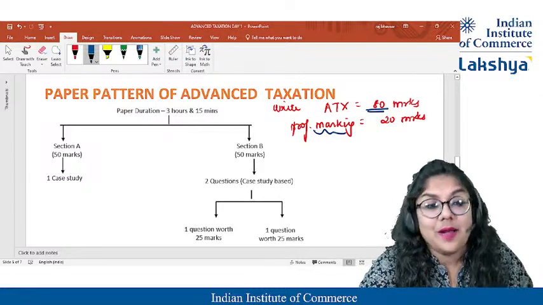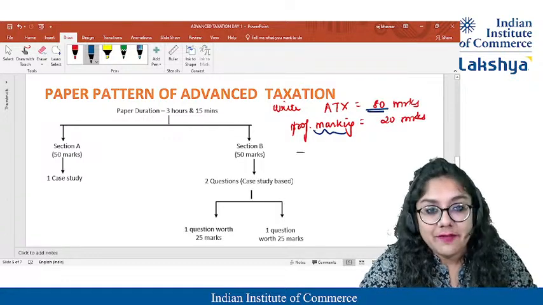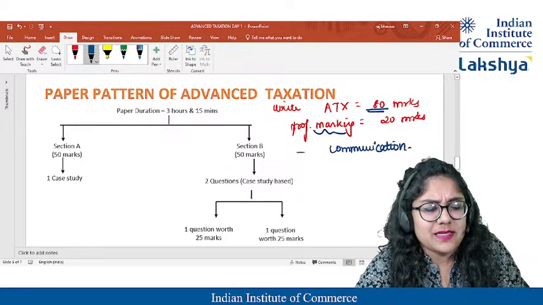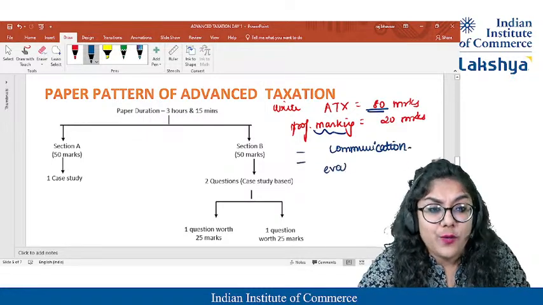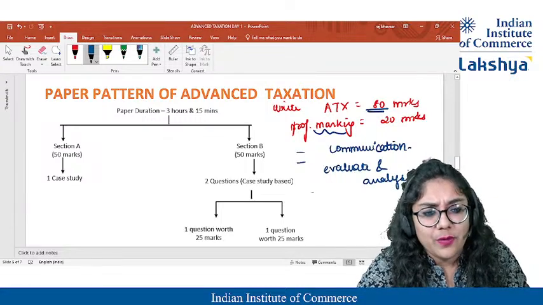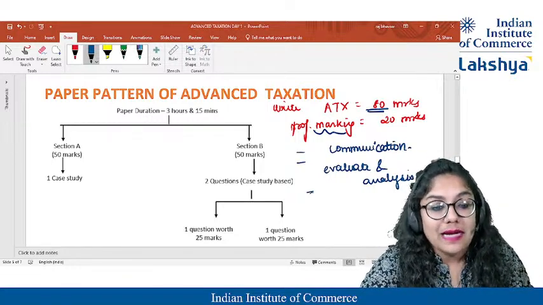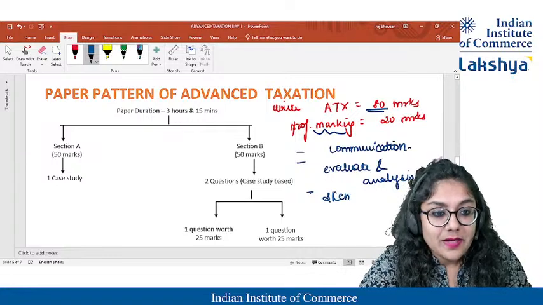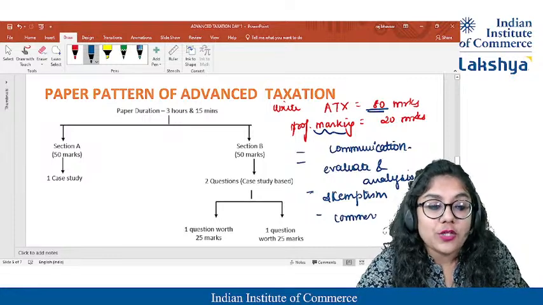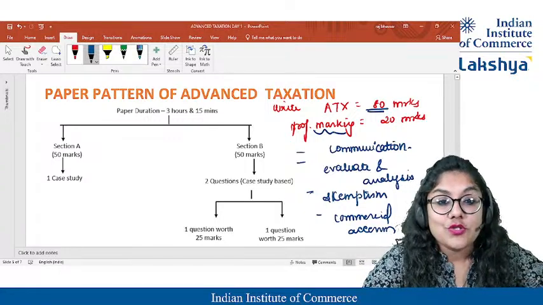So if I say professional markings, for what are the professional markings going to be allocated? First of all, for your communication skills. Then, how will I evaluate and analyze a function? So for analysis and evaluation, I'll get marks. Then I'll get good marks for understanding and having skepticism. For skepticism, I'll get marks. And last, I'll get marks for commercial acumen, for how I write the answers. Okay, for commercial acumen, I'll get the marks.